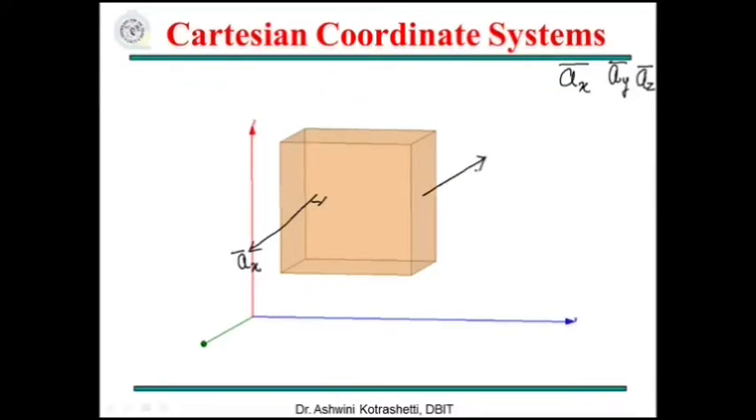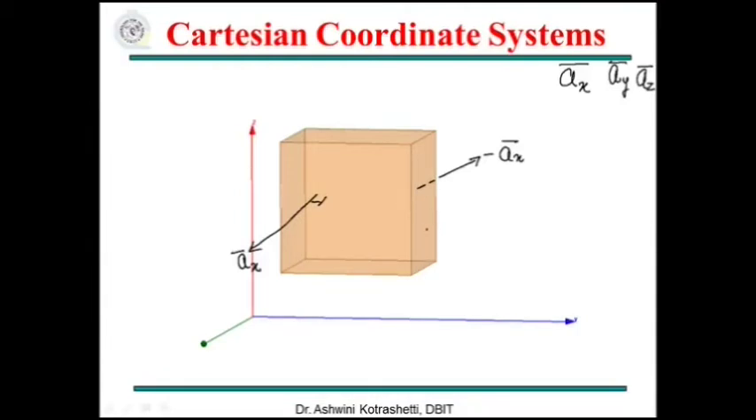Now, if I consider the back face, and I draw a vector which is normal to the back face, making an angle of 90 degrees with it, and it's moving outward, so when it moves outward, it is moving in the negative x direction, and hence this unit vector will be given by minus ax bar. Likewise, on the right hand side, you have this face.